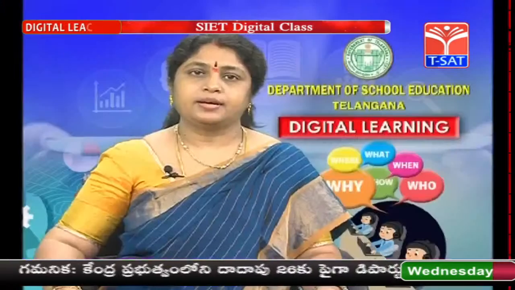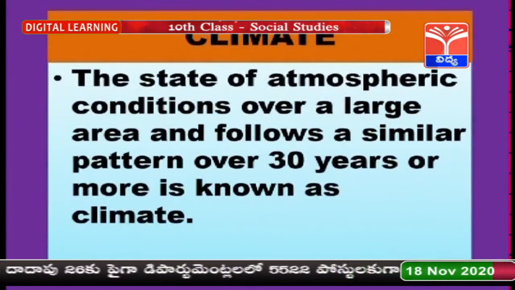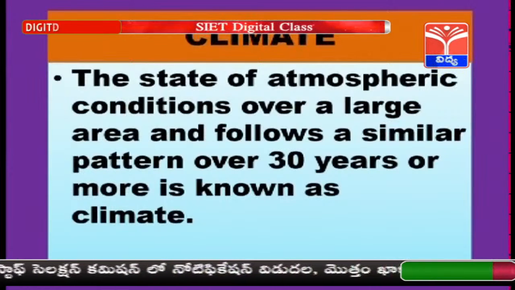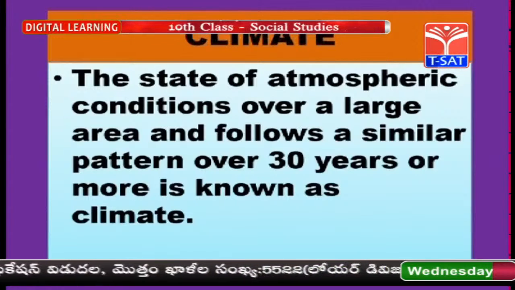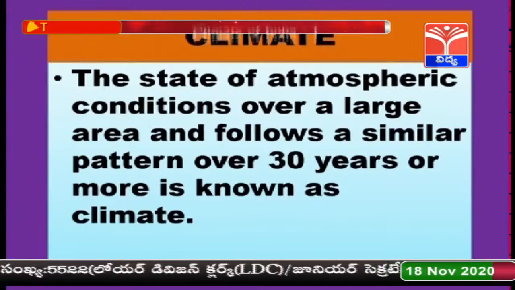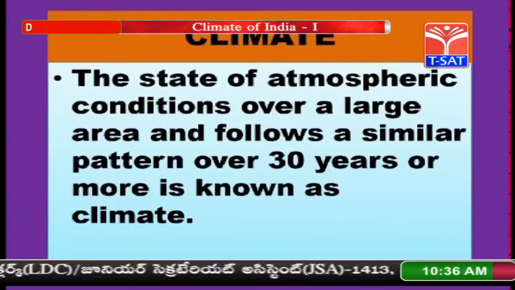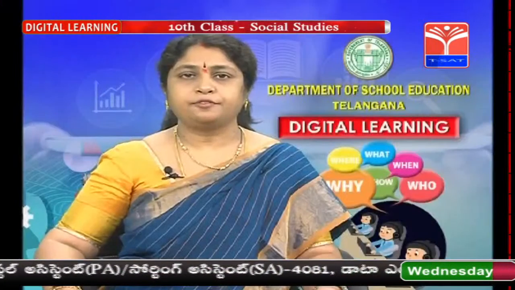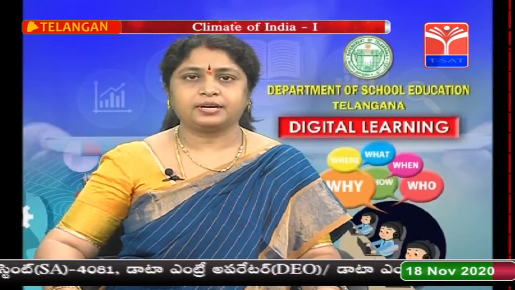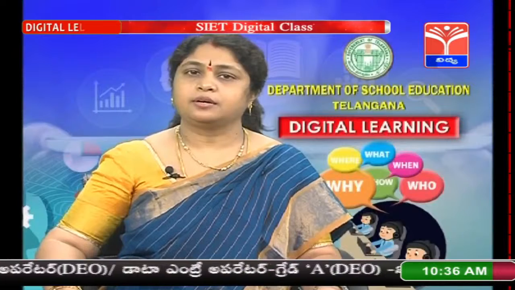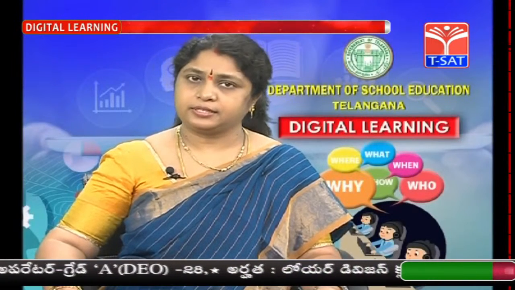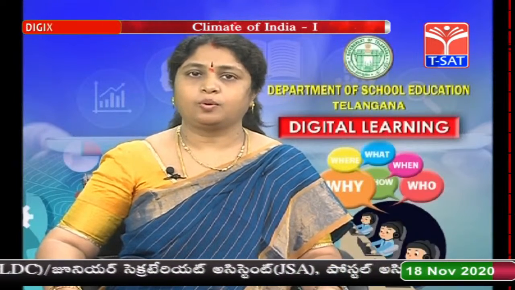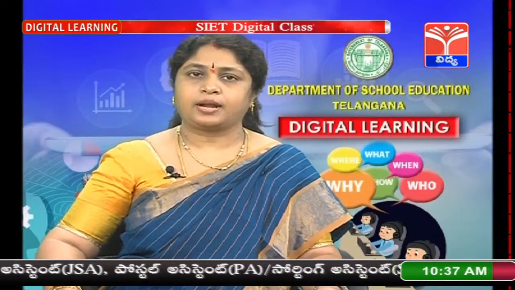Then what is climate? The state of atmospheric conditions over a large area that follows a similar pattern over 30 years or more is known as climate. So, as I told you, both weather and climate are made of the same elements. What are the elements? They are sunshine, precipitation, atmospheric pressure, wind, etc. So, if it is for a short period of time, it is known as weather, and if it prevails for a longer period of time, that is for 30 years and above, it is known as climate. If the same pattern is continuing over 30 years, then it is called climate.